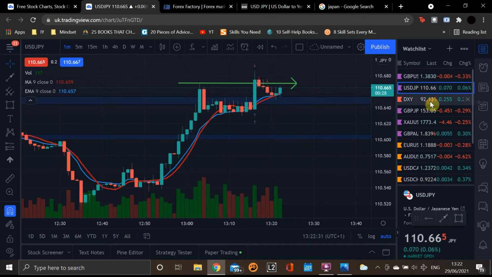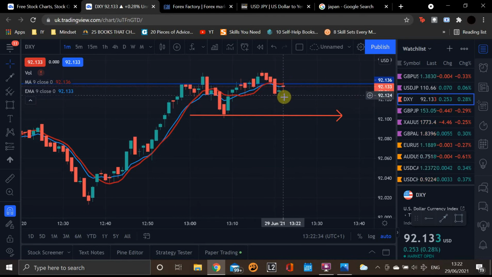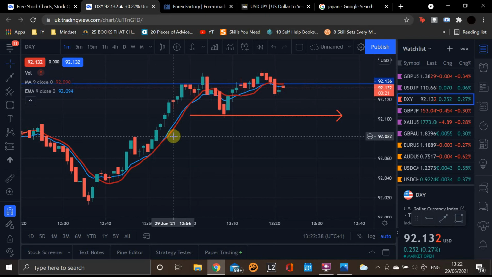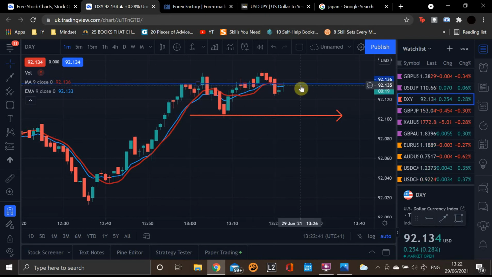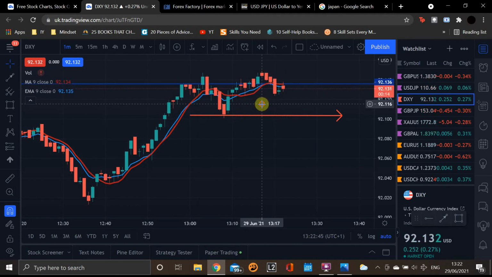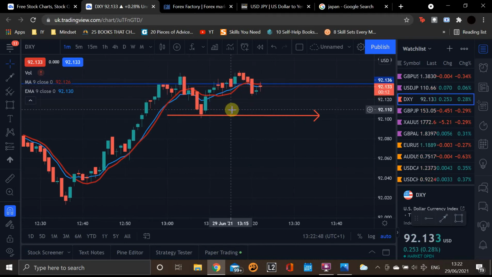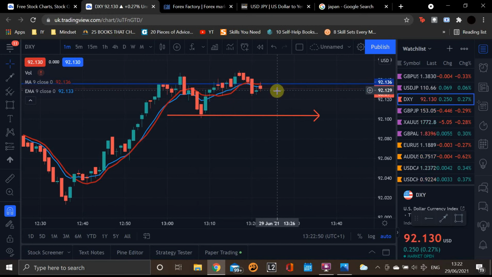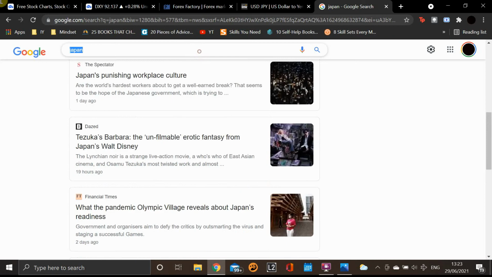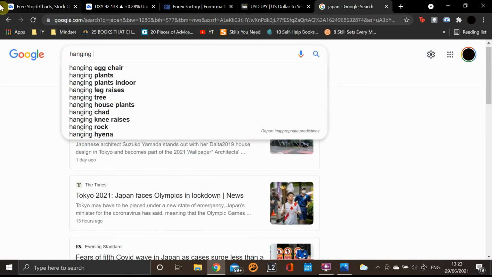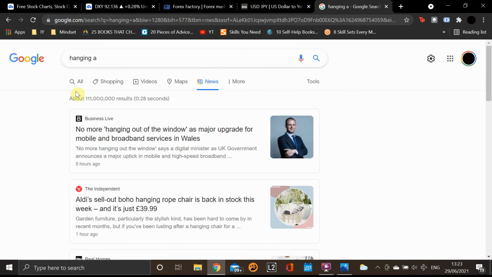So wait, look, DXY is going down, right? It's refusing to break out of this area. Actually, I don't know. I see it breaking out. The reason I see it breaking out is just the way the market moves. It moves. It doesn't look like it wants to even go down. That's a hanging man. So what does a hanging man mean? I still need to search out what a hanging man means at this stage of my trading.